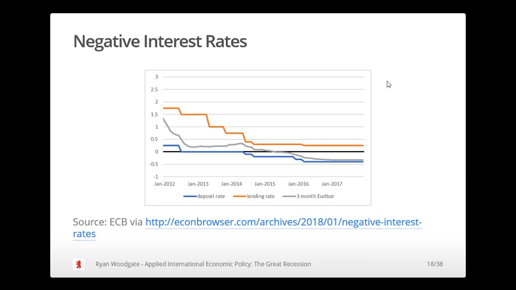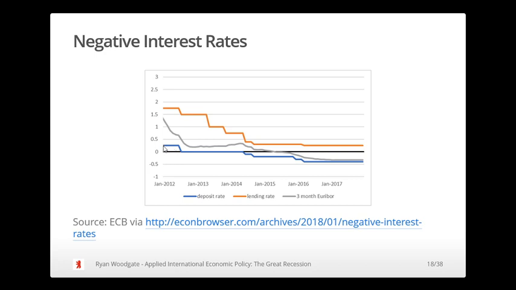The other sort of big innovation, if you like, from the central bank perspective, or at least from the European Central Bank, is negative interest rates. Here we have data for the ECB with the deposit rate in blue. The deposit rate is the interest rate that the commercial banks earn if they deposit their reserves at the ECB. Now, of course, the ECB did not want to encourage excessive saving in a sense.